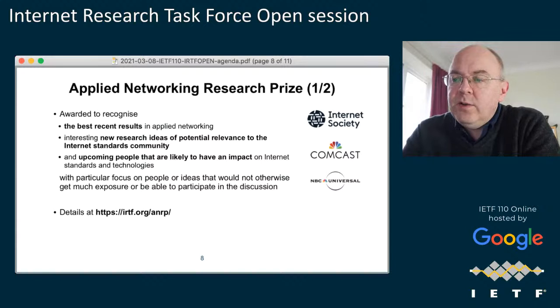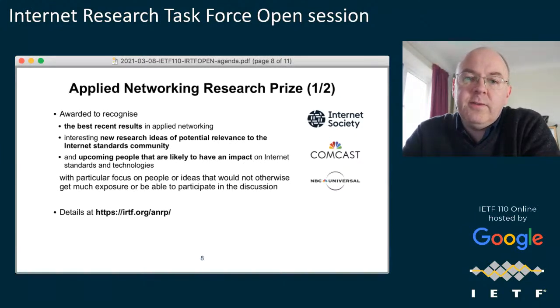And in addition to the ongoing research groups, we also run, in conjunction with the Internet Society, what's known as the Applied Networking Research Prize. And this is going to be the main focus of the session today.